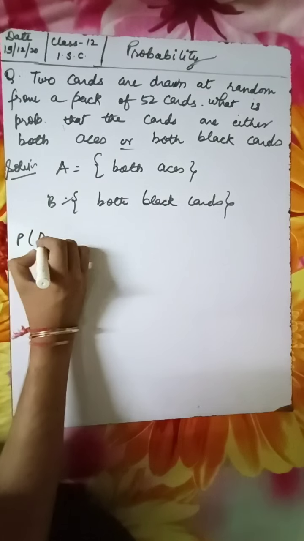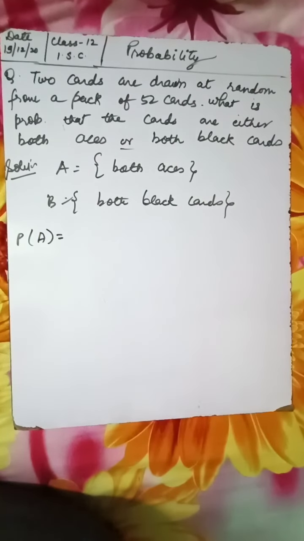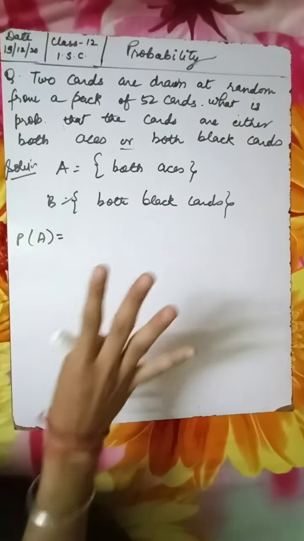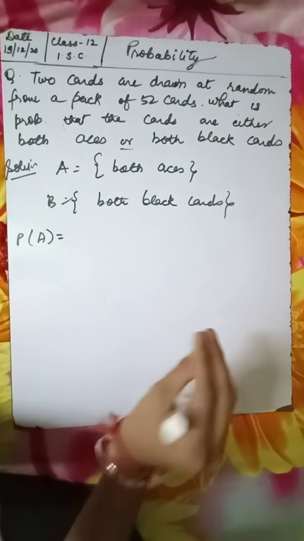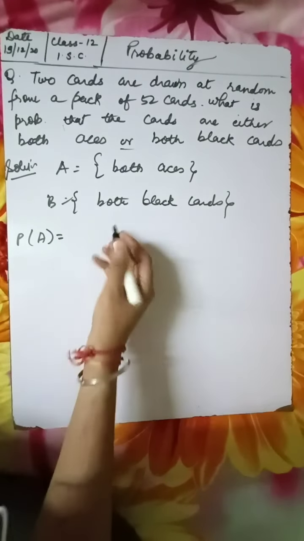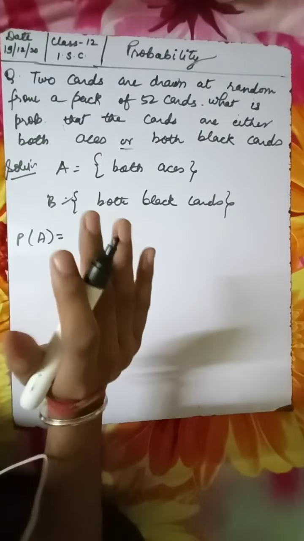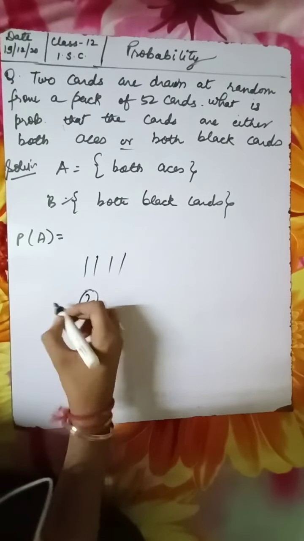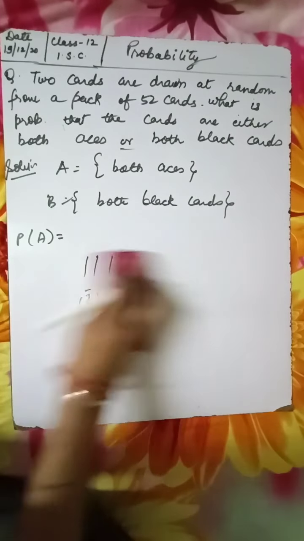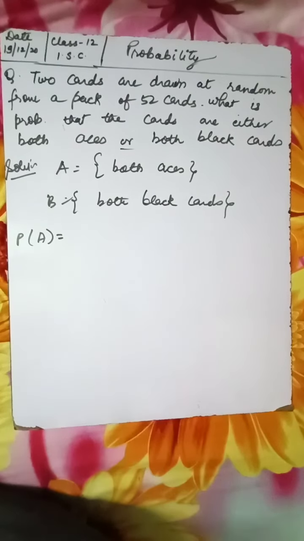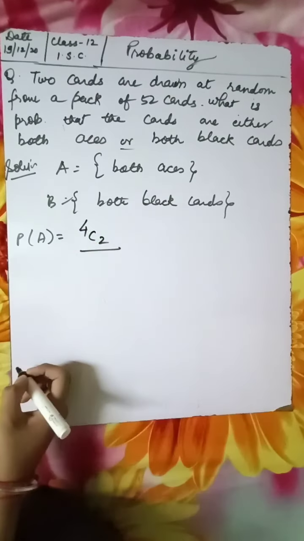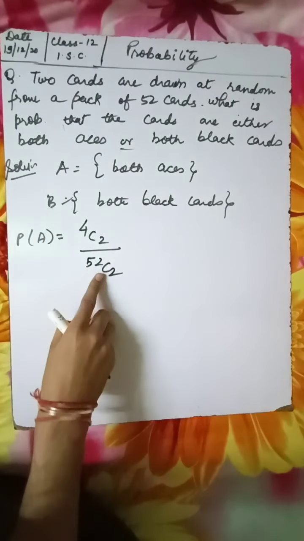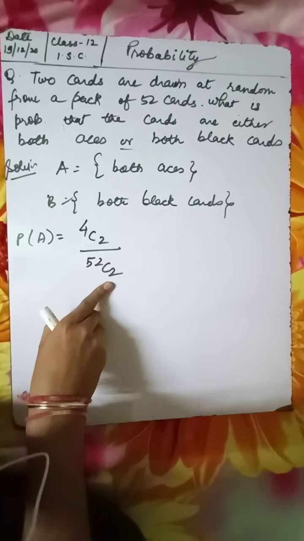So P of A, what will be the probability of drawing two cards, and that has to be aces. We have a total of 4 aces in the pack of 52 cards, and from them we have to draw two. So what is the combination? The number of ways to draw 2 from 4 cards is an application of combination. So the number of favorable outcomes will be 4C2, and from 52 we are also drawing 2 cards, so 52C2. So 4C2 upon 52C2.